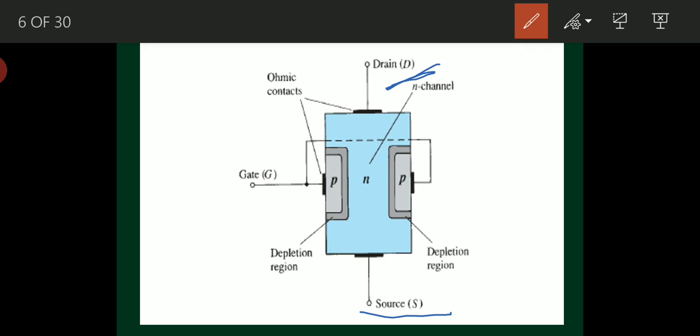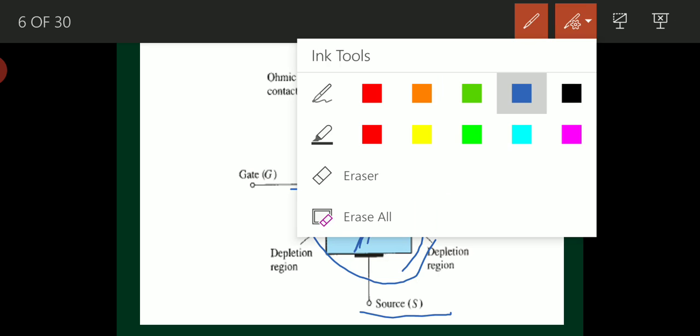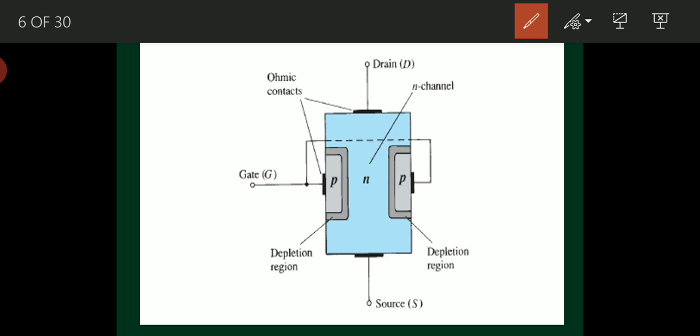Unlike in BJT, I am taking the semiconductor substrate here and doping it with pentavalent impurities to become n-type semiconductor material, and I am diffusing trivalent impurities in the middle in order to make it a p-type semiconductor substrate. So there is no difference in doping concentrations at source, drain and gate. So the drain and source terminals are interchangeable here in FET.